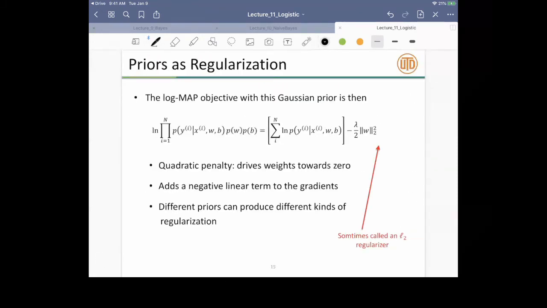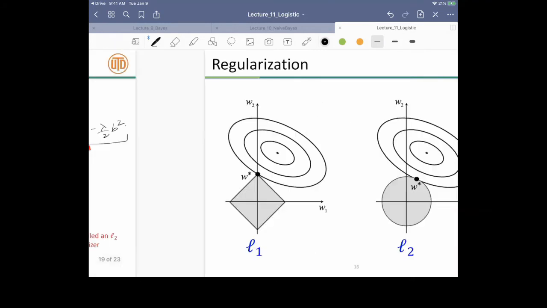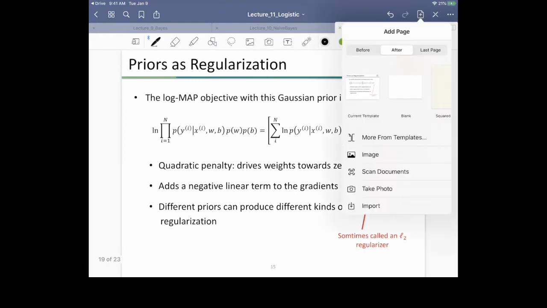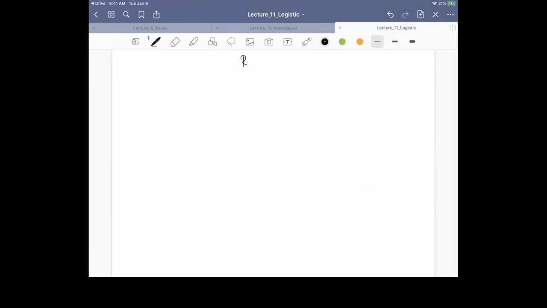So this term is also called the L2 regularization. And there's actually one more notion of regularization, so I'll just talk a little bit about regularization.